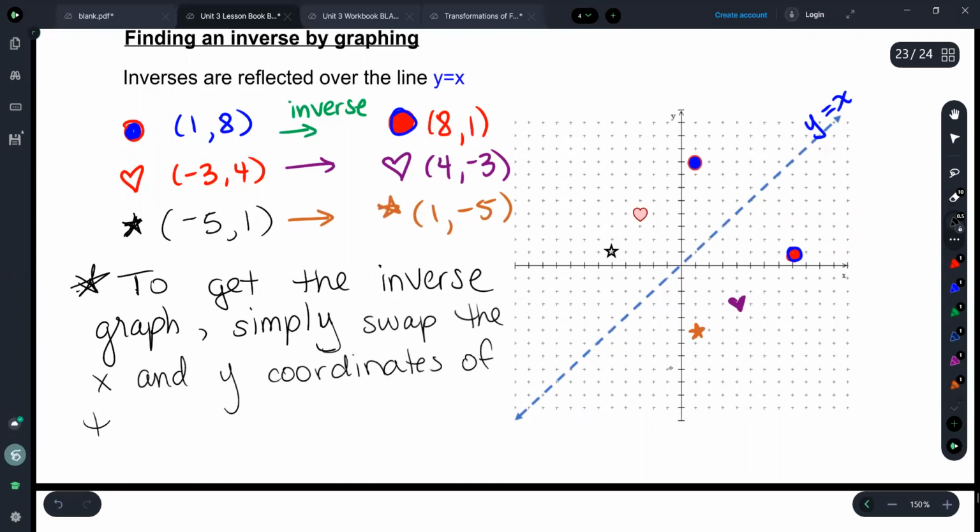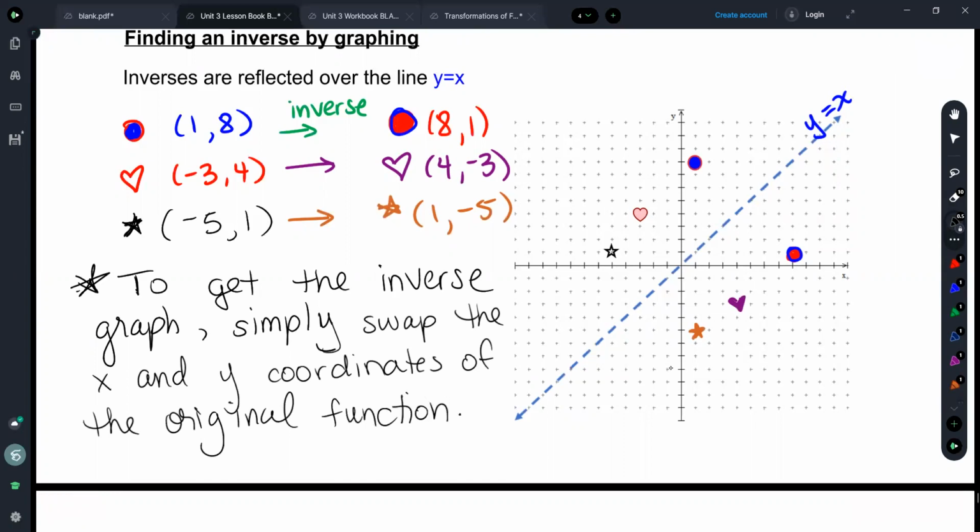Of the original function. It's not a vertical reflection. It's kind of like a diagonal reflection. A vertical reflection would just flip down. It actually flips diagonally over this line.